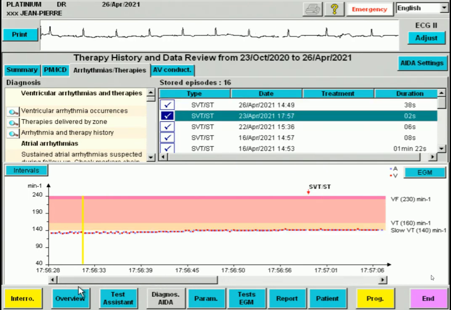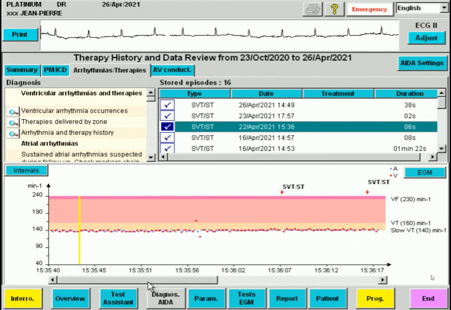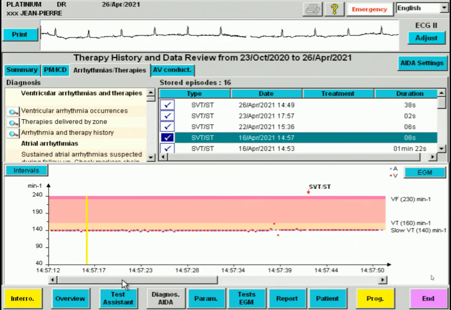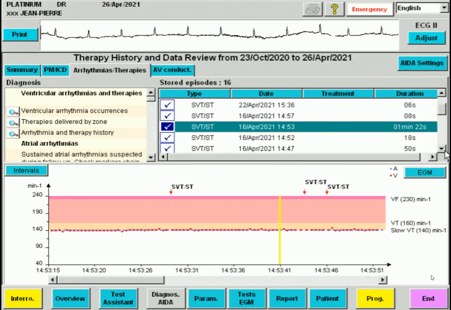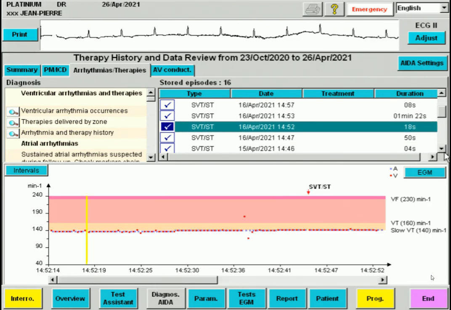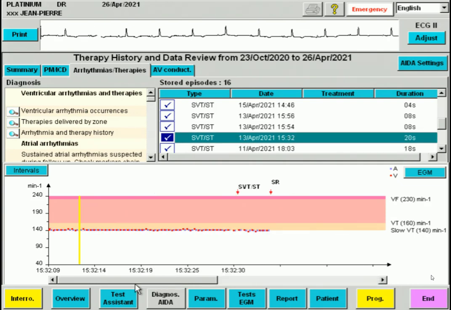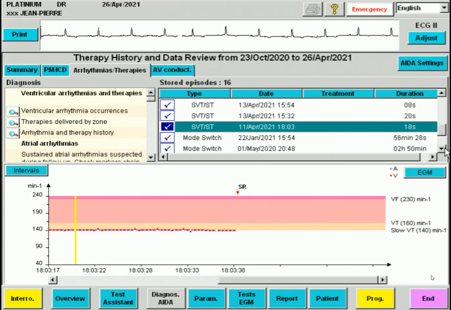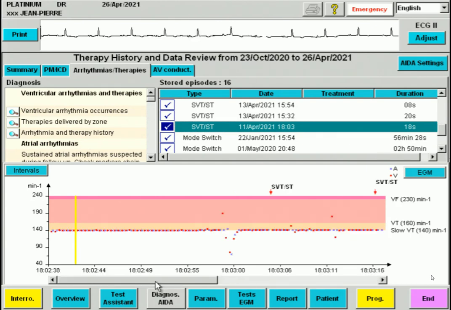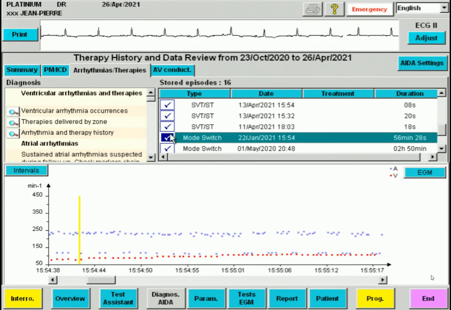The same here, where we see a progressive increase of the heart rate. Here, the same. Again, here. The same observation here. It is important to look at all recorded episodes to not miss anything abnormal. We confirm that there are no abnormalities or errors in diagnosis. The same for the Modeswitch episodes.